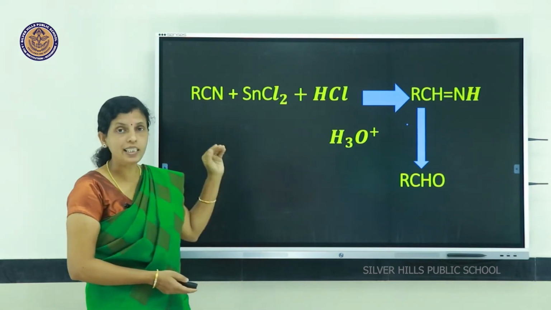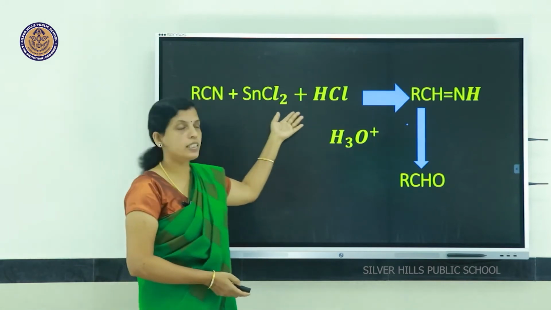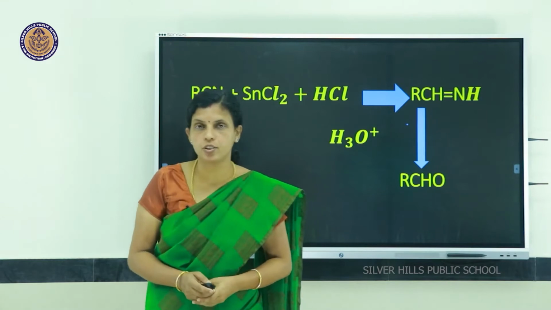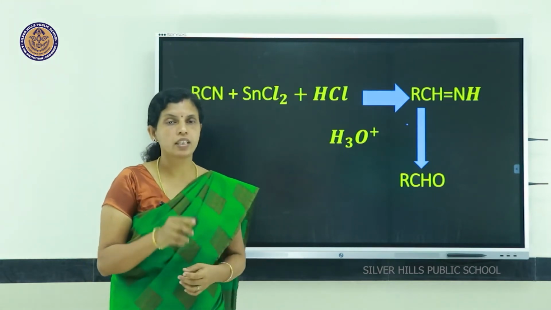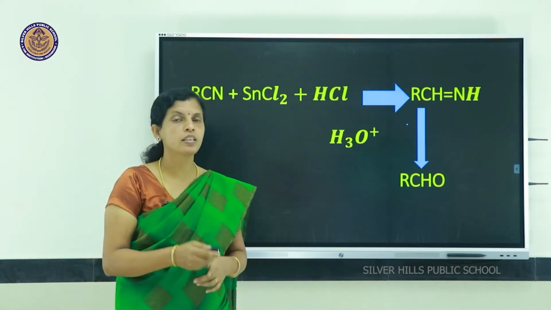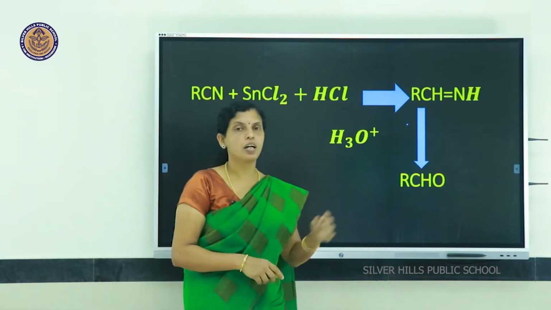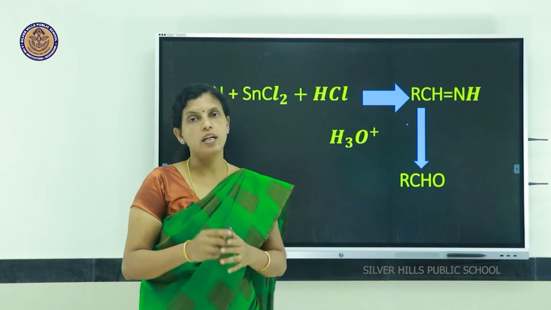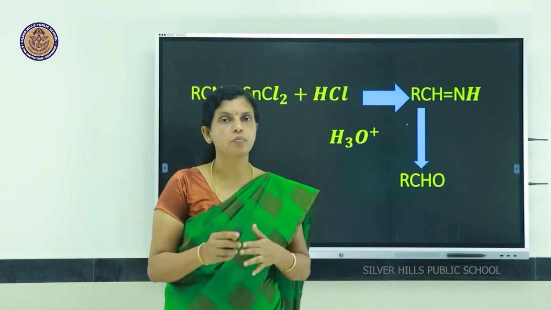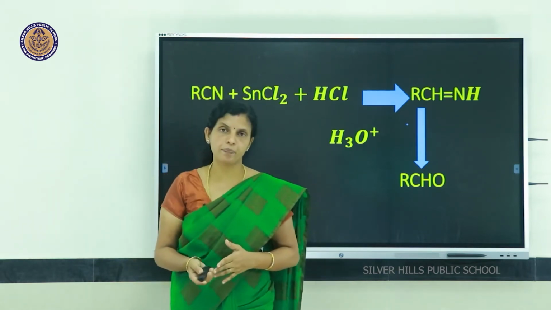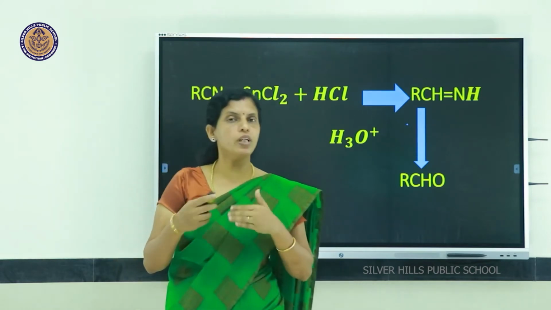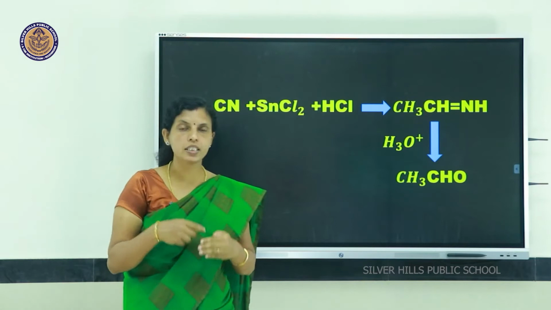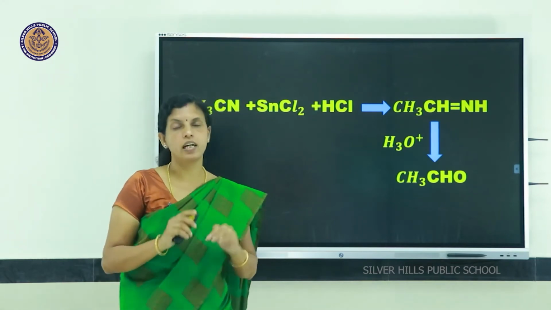RCN, alkyl cyanide, RC triple bond N, on treating with SnCl2 and hydrochloric acid, first gives an intermediate called RCH double bond NH. A compound containing a C double bond N is called imine, and this imine on further hydrolysis gives RCHO. So, RC triple bond N gives RCHO. That means there is no change in the number of carbon atoms. What are the conditions for a Stephen reaction? SnCl2 plus HCl. First it gives imine, and this imine followed by hydrolysis gives aldehyde.